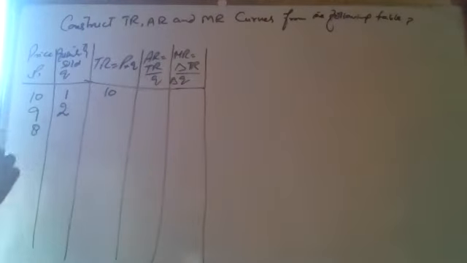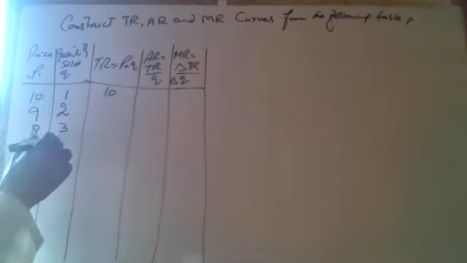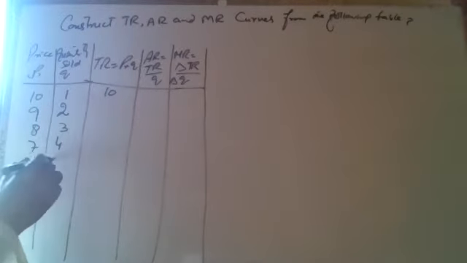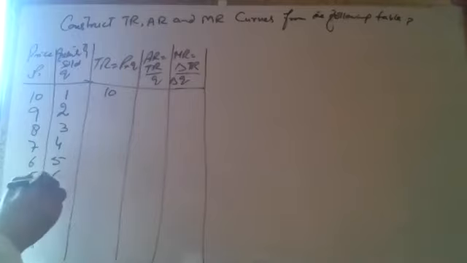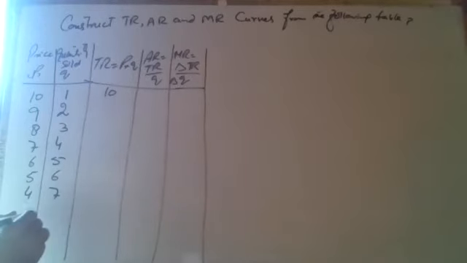If it decreases again to 8, it is 3; 7, it is 4; 6, it is 5; 5, it is 6; 4, it is 7. In the same way you go on. 3, as price falls, quantity demanded increases. 2, this is 9, and 1, this is 10.